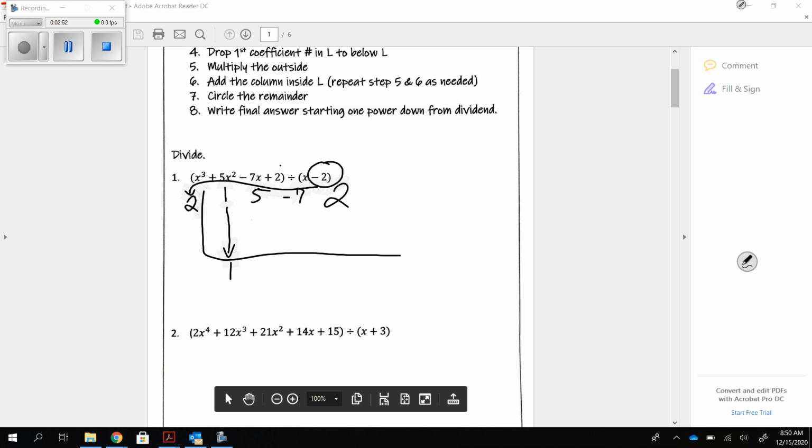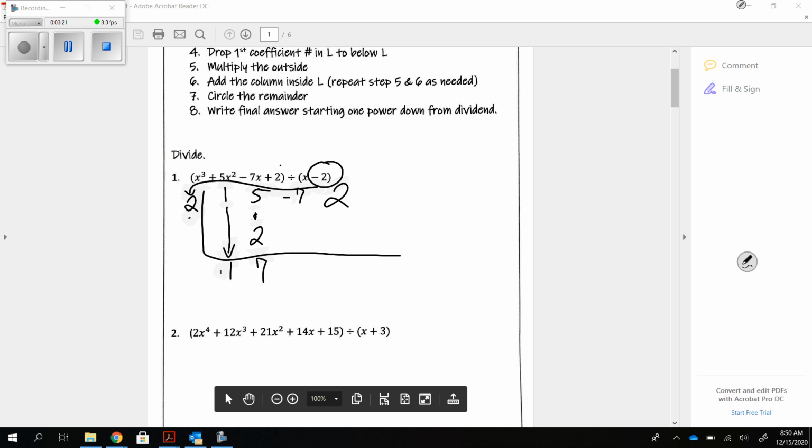Then step 5, it says multiply the outside. Okay, so we multiply the outside. 2 times 1. We write the 2 here. Then our next step, because they kind of go together, 5 and 6 go together, it says add the column inside the L. So 2 times 1 was 2. 5 plus 2, I'm just writing a little plus, 5 plus 2 is 7. We need to do that so we can multiply next.